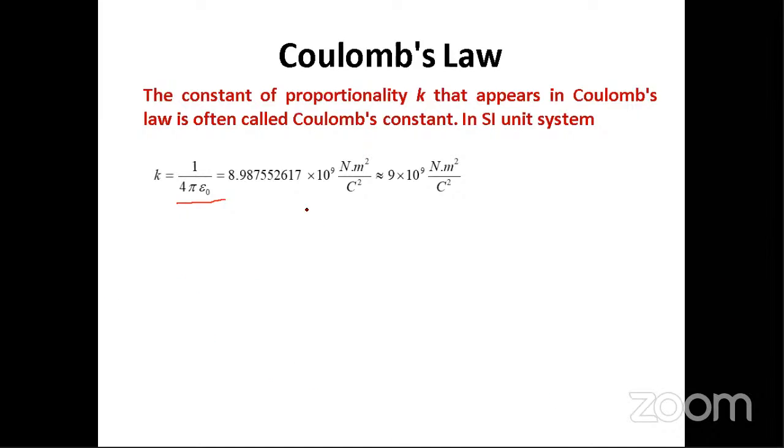Now frequently you have to remember that constant in the form 1 by 4 pi epsilon 0. If you replace epsilon 0 by 8.854 into 10 to the power minus 12 in your calculator, you will get approximately 9 into 10 to the power 9 Newton meter square by Coulomb square. Because force is in Newton, charge in Coulomb, and area in meter square, the unit of that constant is Newton meter square by Coulomb square.